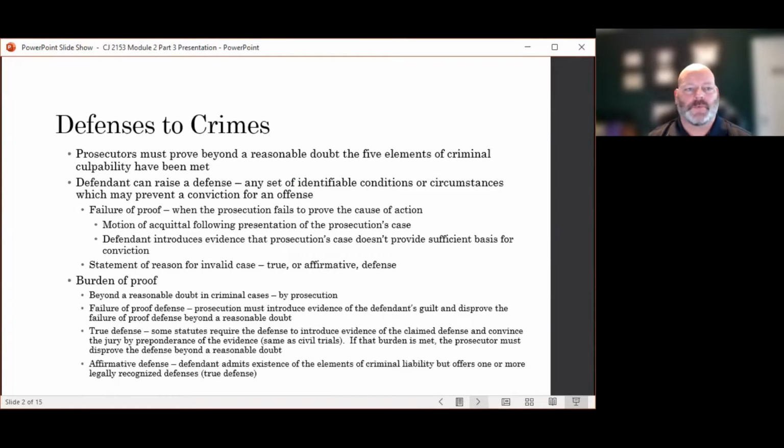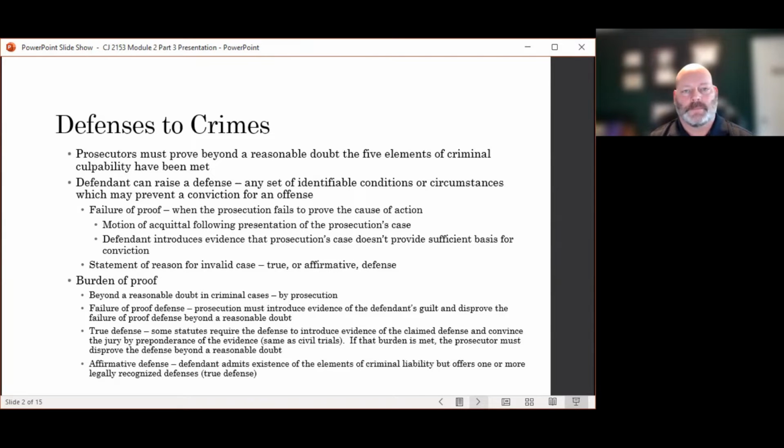Prosecutors must prove beyond a reasonable doubt the five elements of criminal culpability and that they have been met. A defendant can raise a defense, which is any set of identifiable conditions or circumstances which may prevent a conviction for an offense. It can be failure of proof. This is when the prosecution fails to prove the cause of action.